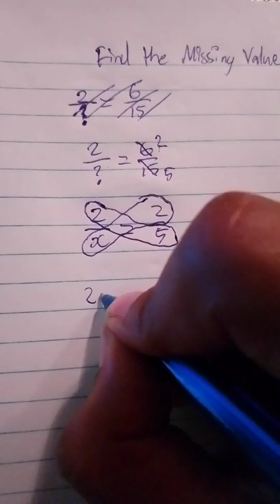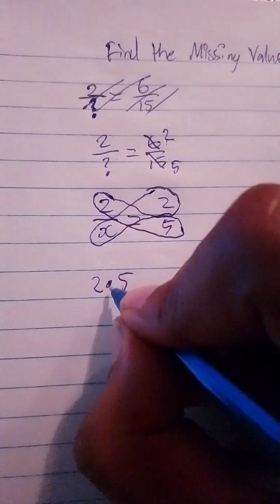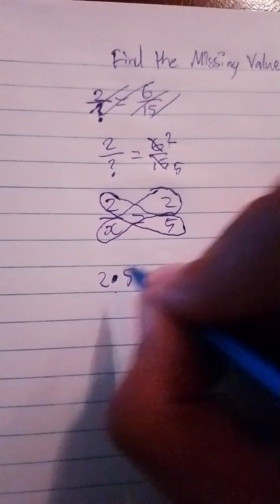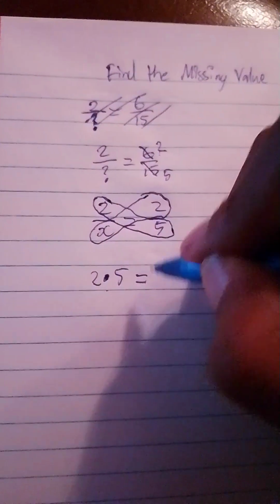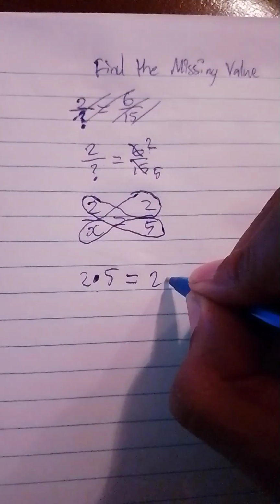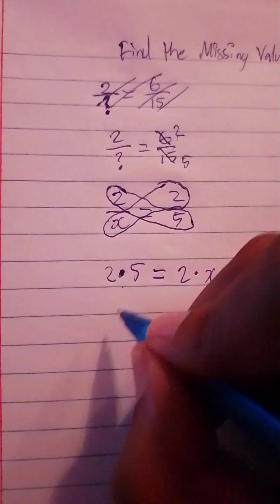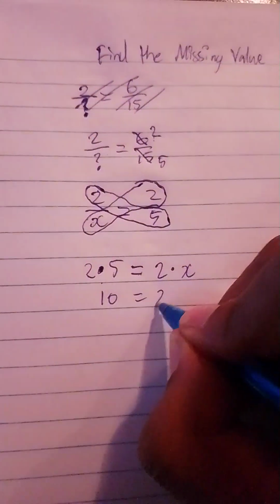Alright, so 2 times 5, this is a symbol for multiplication as well. This is not a decimal. If it was a decimal, it would have been down there, but I put it up here in the center, so it's a multiplication sign. So that's 2 times 5 equals 2 times x. So 2 times 5 is 10 equals 2 times x, which is just 2x.